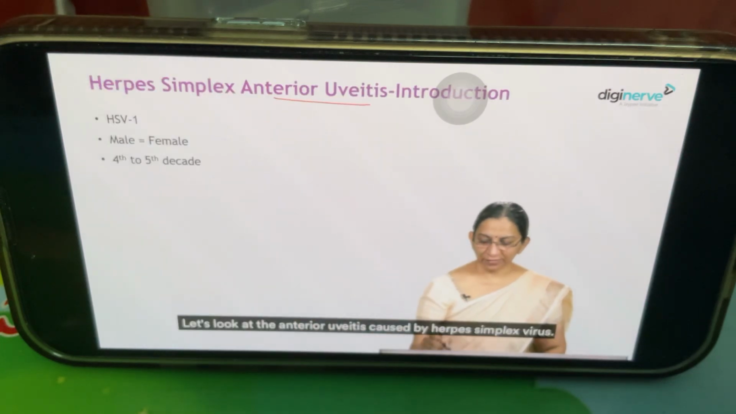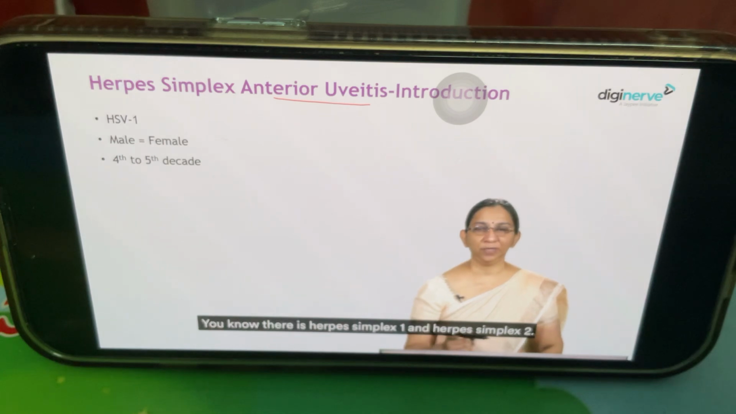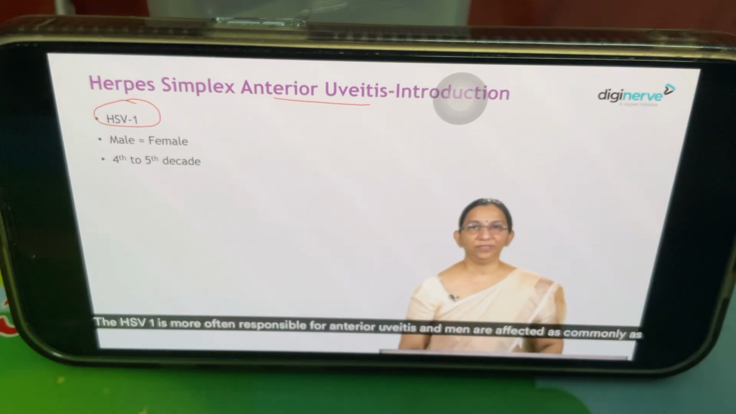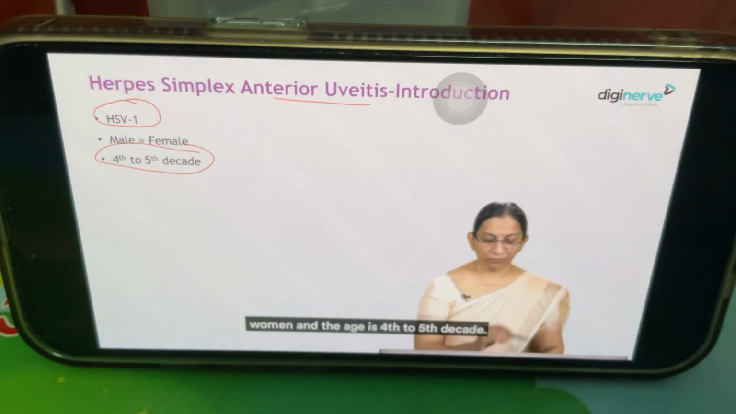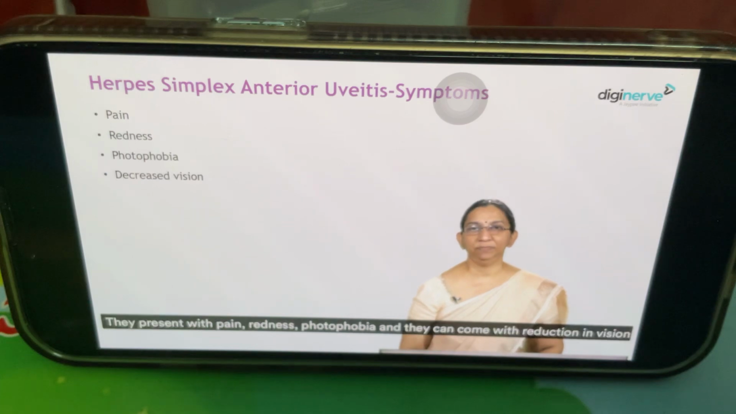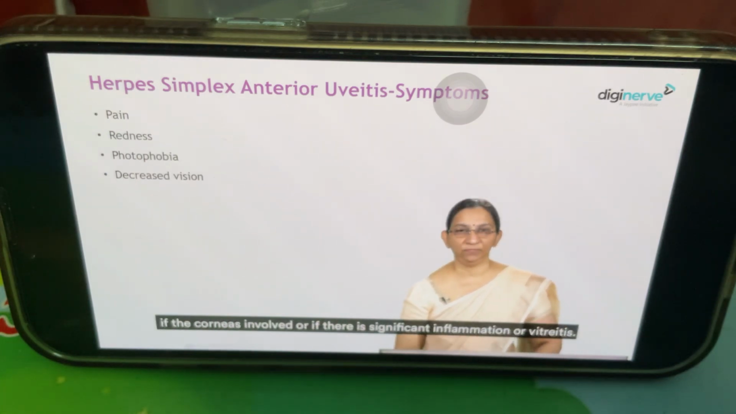Let's look at the anterior uveitis caused by herpes simplex virus. You know there is herpes simplex 1 and herpes simplex 2. HSV1 is more often responsible for anterior uveitis, and men are affected as commonly as women, and the age is 4th to 5th decade. Like I said before, these patients are very symptomatic. They present with pain, redness, photophobia, and they can come with reduction in vision if the cornea is involved or if there is significant inflammation or vitritis.